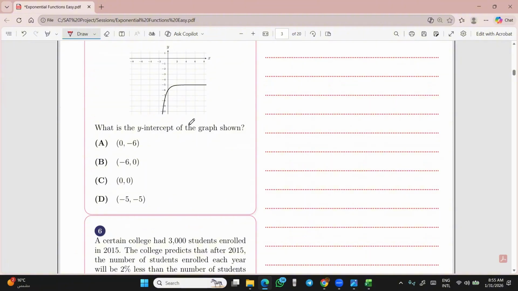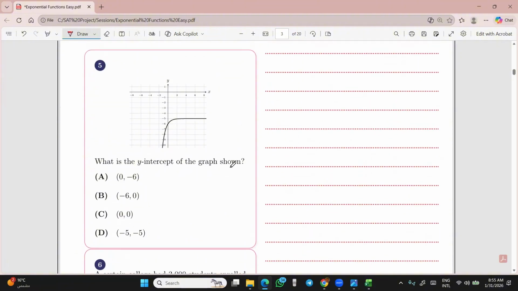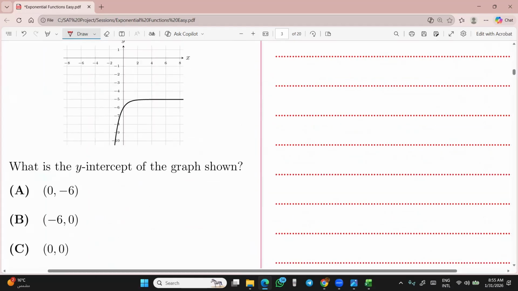Here, what is the y-intercept? The y-intercept of the graph shown is the number where the graph intersects the y-axis. This is called the y-axis. Here we have this graph right here. Where did they meet? They met at this point, -6. So -6 is the y-intercept.